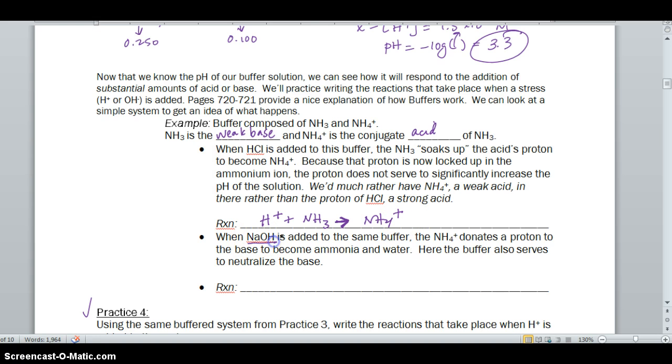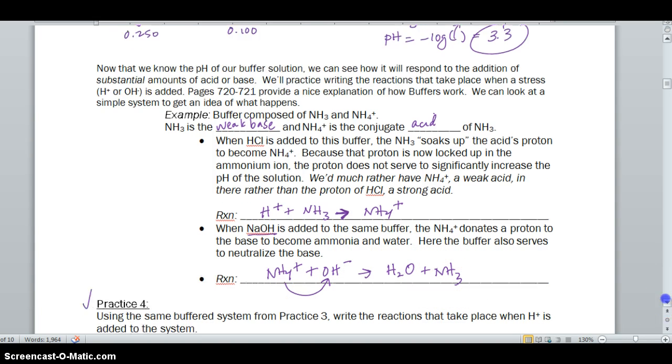Now, the opposite case, if I stress this buffer with OH minus, that ammonia is not going to do anything to neutralize OH, right? Because these are both bases. But what we have present in the buffer is the NH4 plus. And what it can do is donate that proton to the hydroxide, which it will, and just form H2O and NH3. So instead of that pH dropping dramatically because of adding that strong base, it'll only go up a little bit because you're forming some of that NH3, which is basic, which will drive the pH up. But it's much better than having just those free hydroxides.